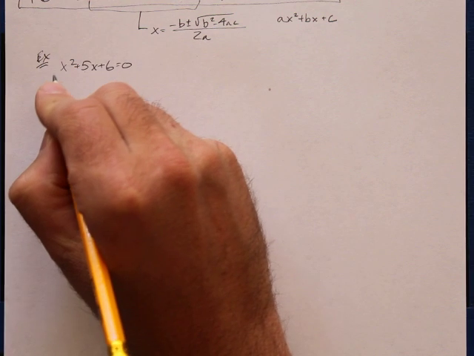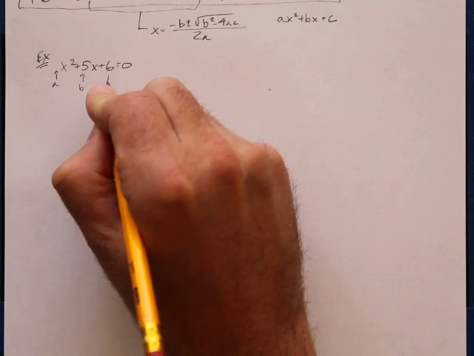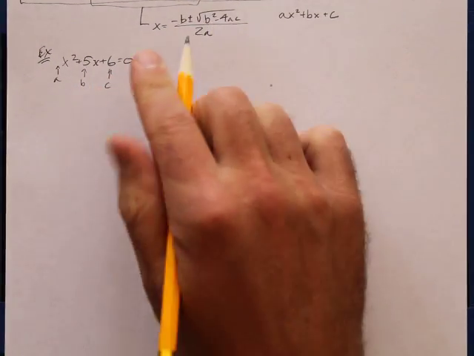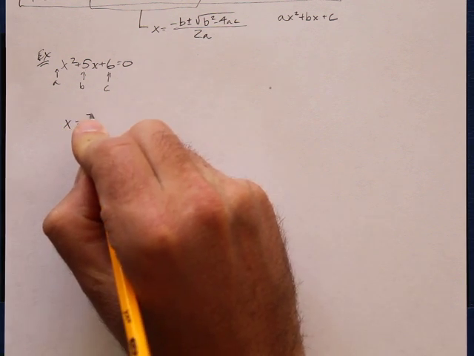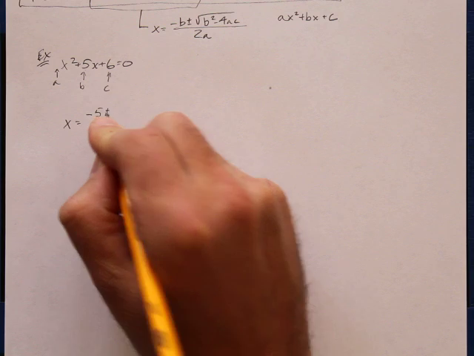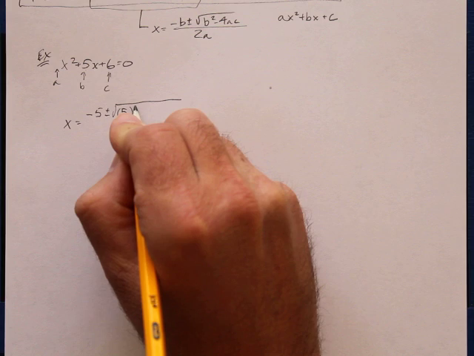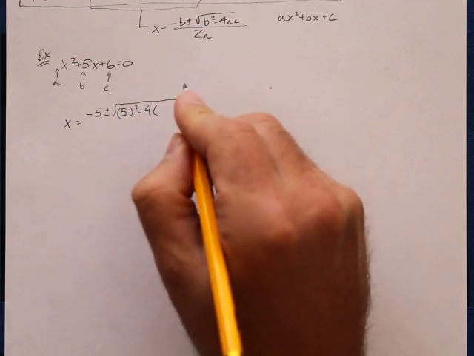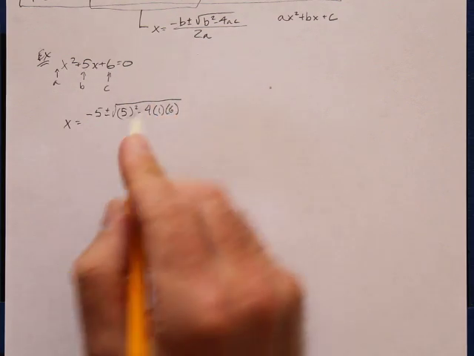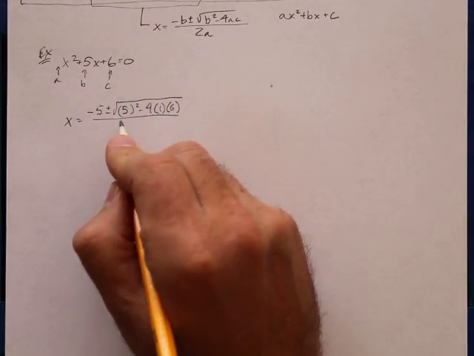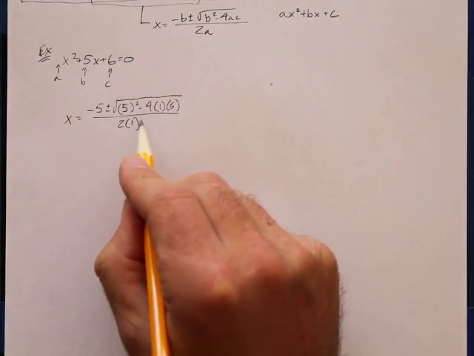So, here's what we do. This is A, so that's a 1 right there. Here's B, and here is C. And so we just plug these numbers into the formula. X equals negative b, that's 5, plus or minus the square root of b, again, squared, minus 4 times a, which is 1, times c, which is 6, all over 2 times a, which is 1. Now, we're going to go through this and simplify.